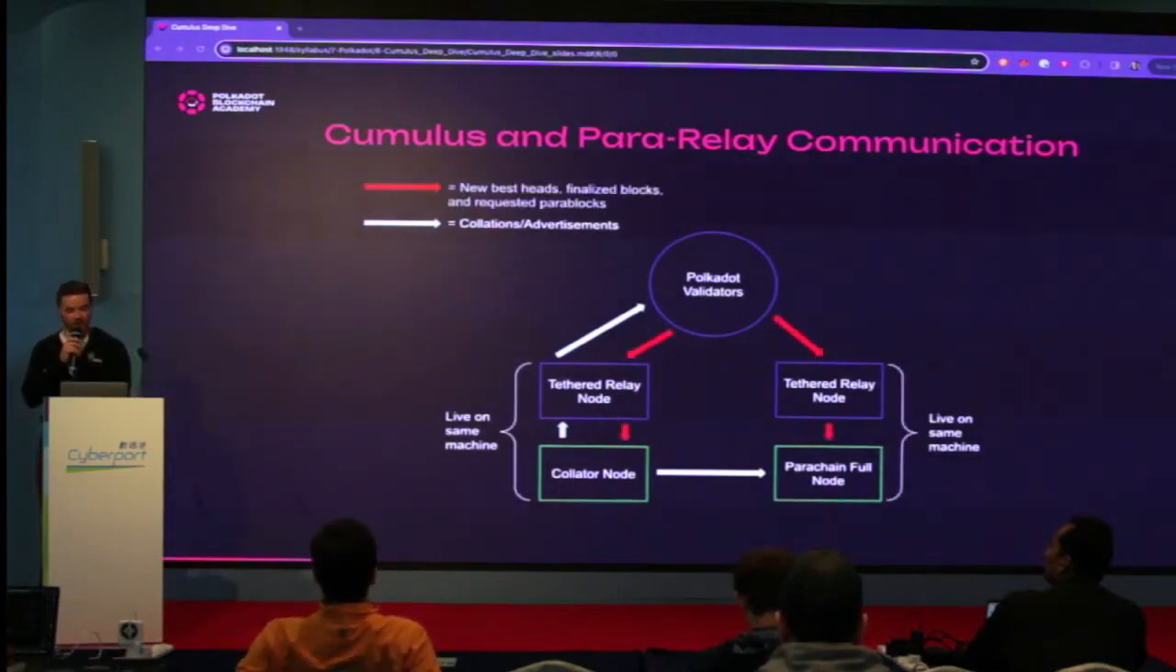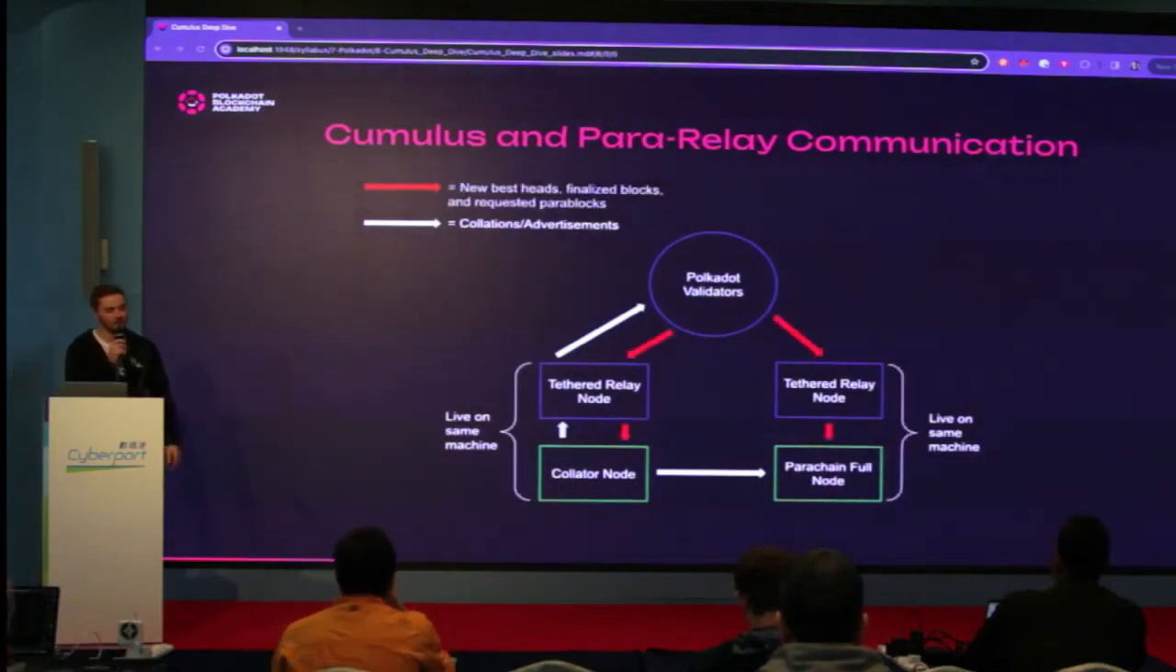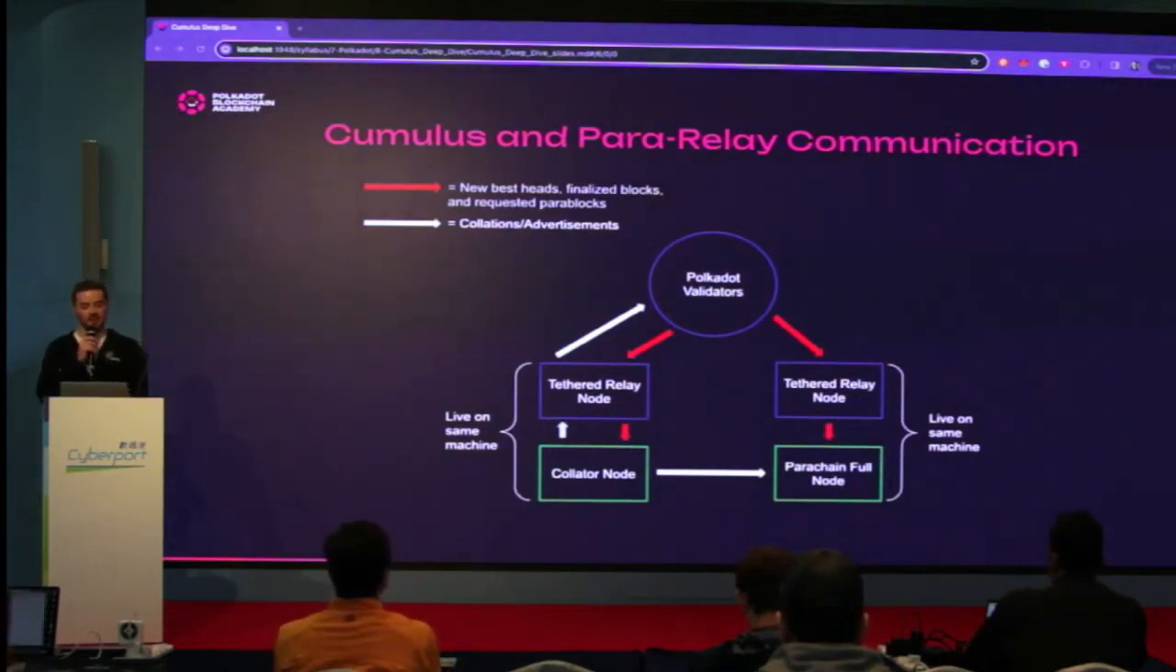And the arrows that I'm adding to our diagram here do just that. Our red arrows represent data that's flowing down from the relay chain and from the validator set flowing down to parachain nodes. These are new best heads, these are finalized blocks, and these are also requested parachain blocks.